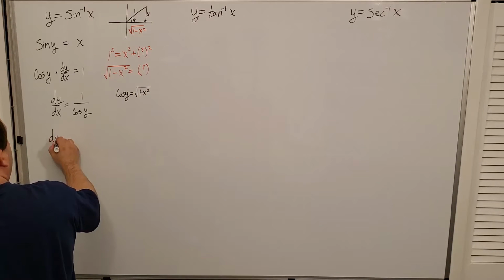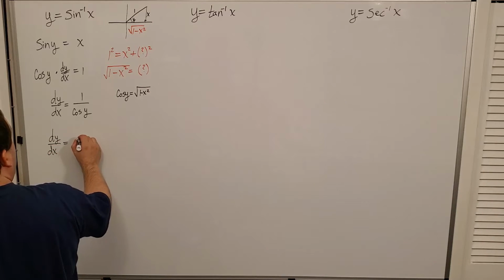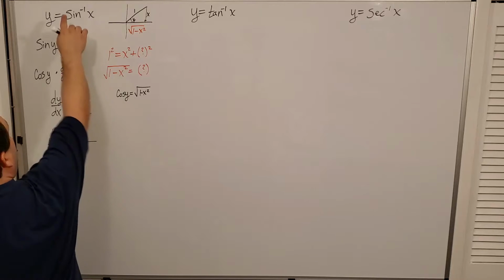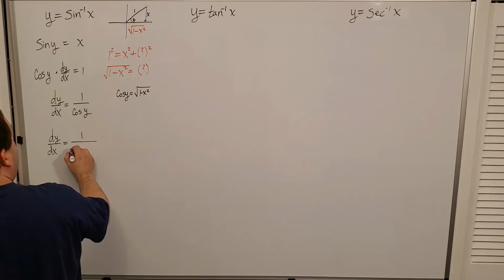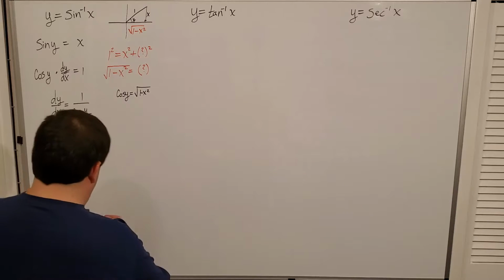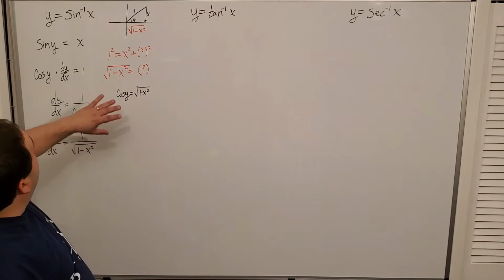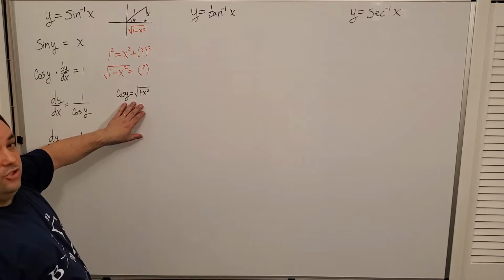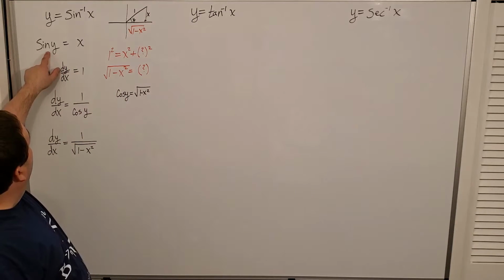So my derivative dy over dx of the original arc sine is equal to 1 over square root of 1 minus x squared. Okay? Now I want to add, there is another way you could have gotten to this right here.